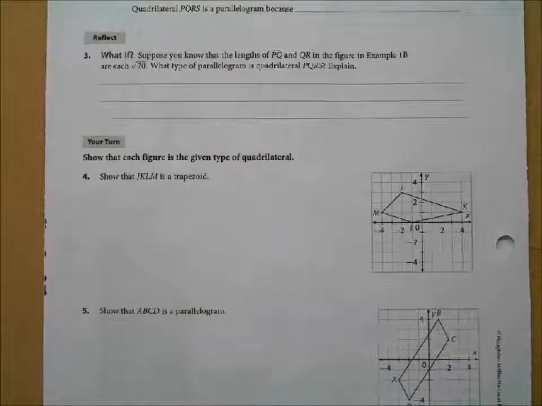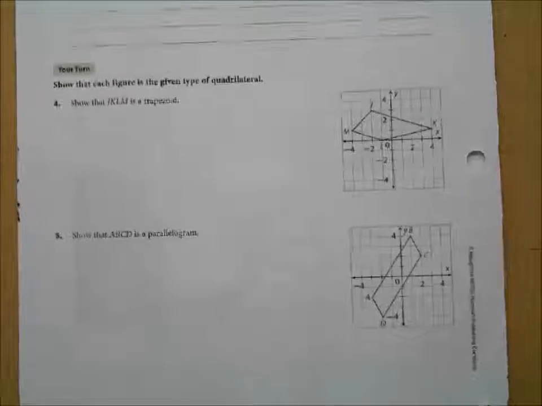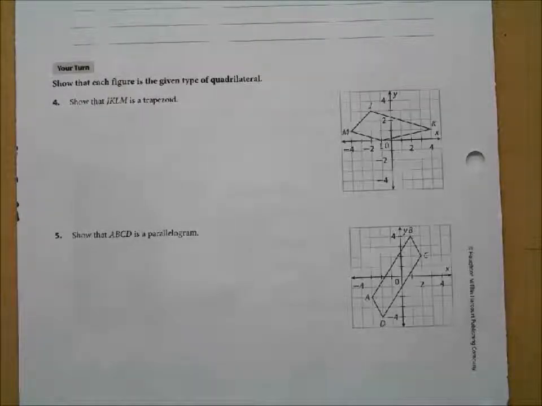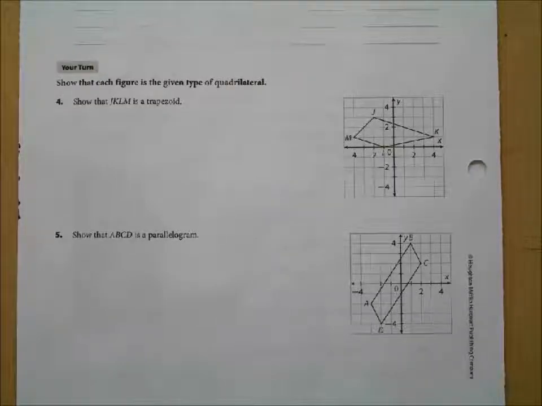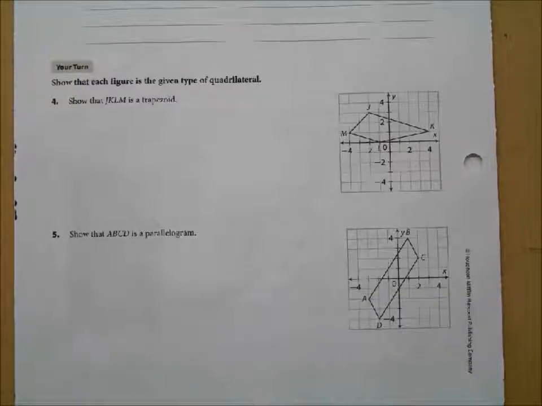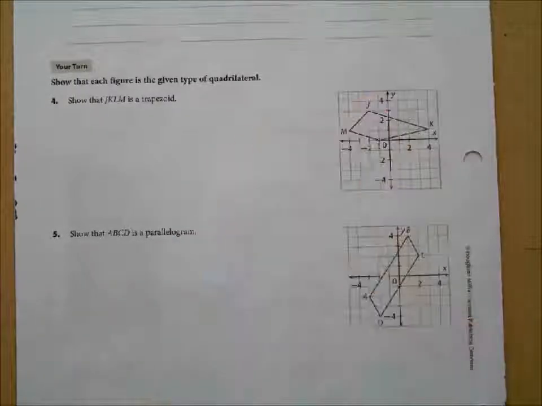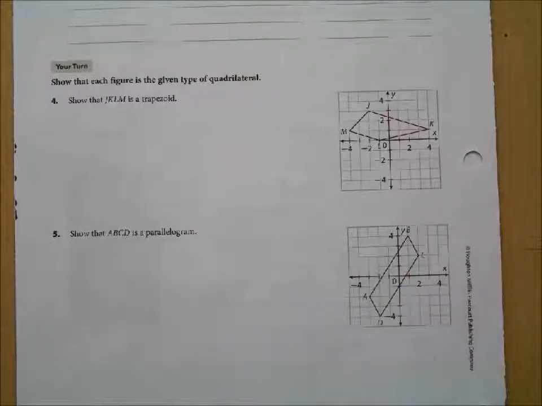All right. Let's go to the tries here. Okay, so go ahead to the next page. Go to the next page. Okay, and you can use whatever methods you want to determine whether this is a trapezoid or whether this is a parallelogram. Okay? So it's up to you. So go ahead and try 4 and 5. Show that they are trapezoids and parallelograms, and I'll do the same thing.